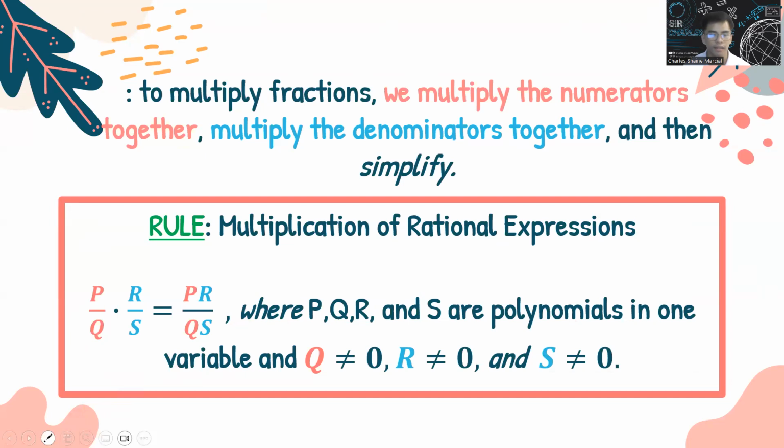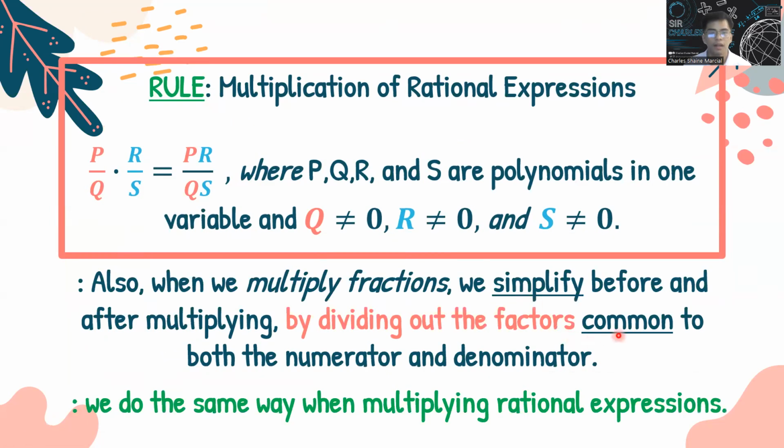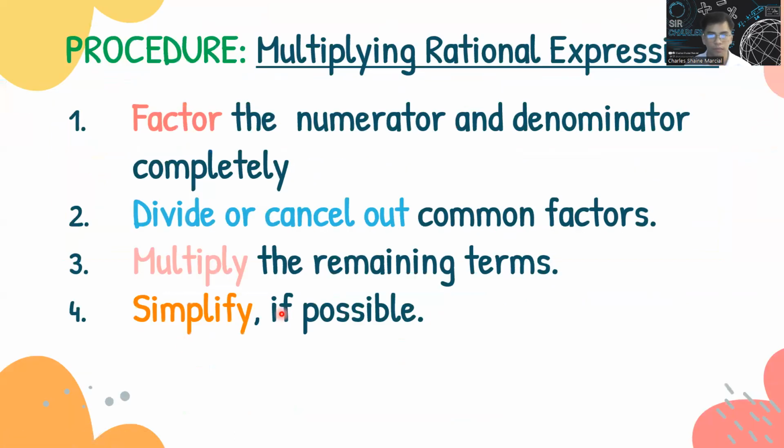Next, let's proceed. Also, when we multiply fractions, we simplify before and after multiplying by dividing out or canceling out the common factors, or the factors common to both the numerator and denominator. So we do the same way when we multiply rational expressions. That's why ni-recall natin kung paano yung procedure ng multiplying fractions.